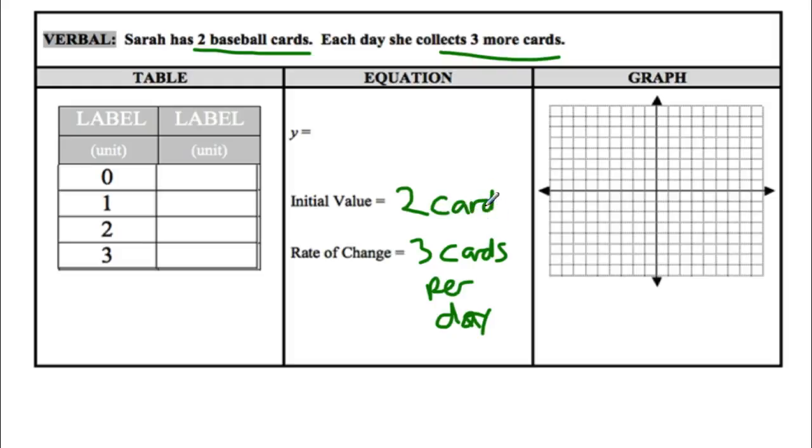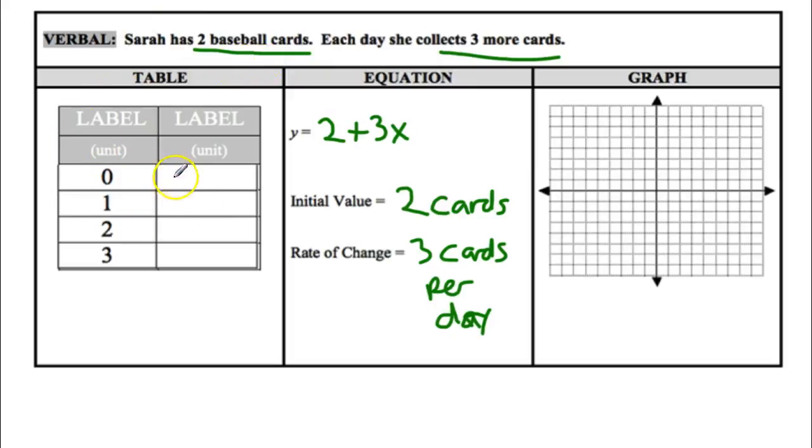So if I was going to write an equation for this, I can write down my initial value, cards. So she starts with 2 cards, right? And then every day she gets 3 more cards. So I can write, more is plus. She gets 3 more. How many days, right? That could change. It could be 10 days, it could be 100, it could be 1. If I don't know how many, I just put an X. So this is an equation for the information that we got from these verbal sentences.